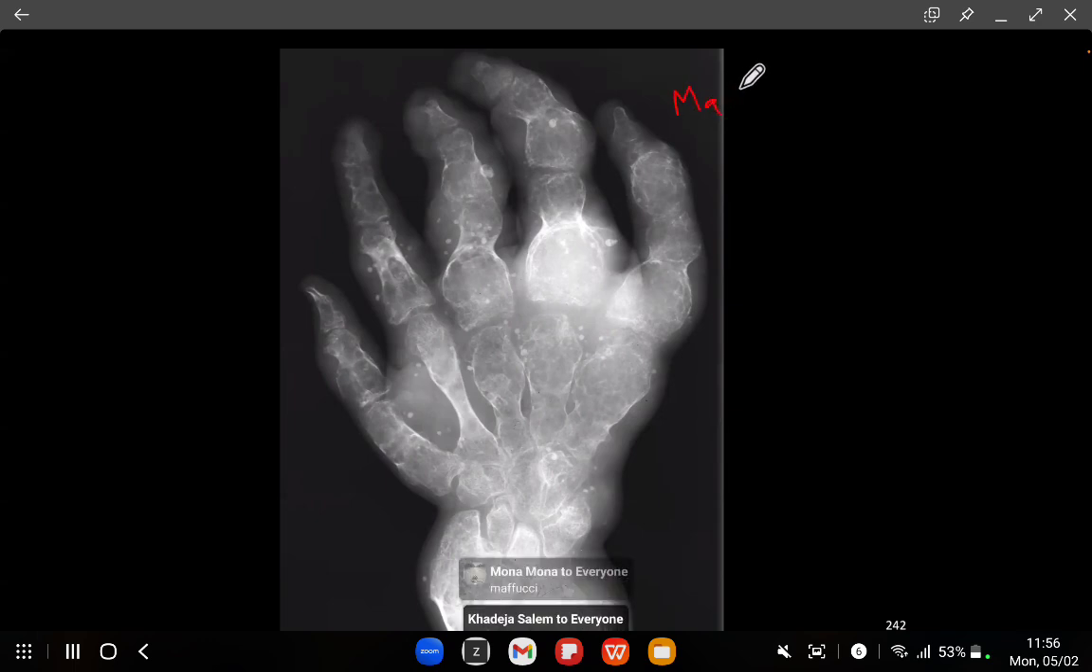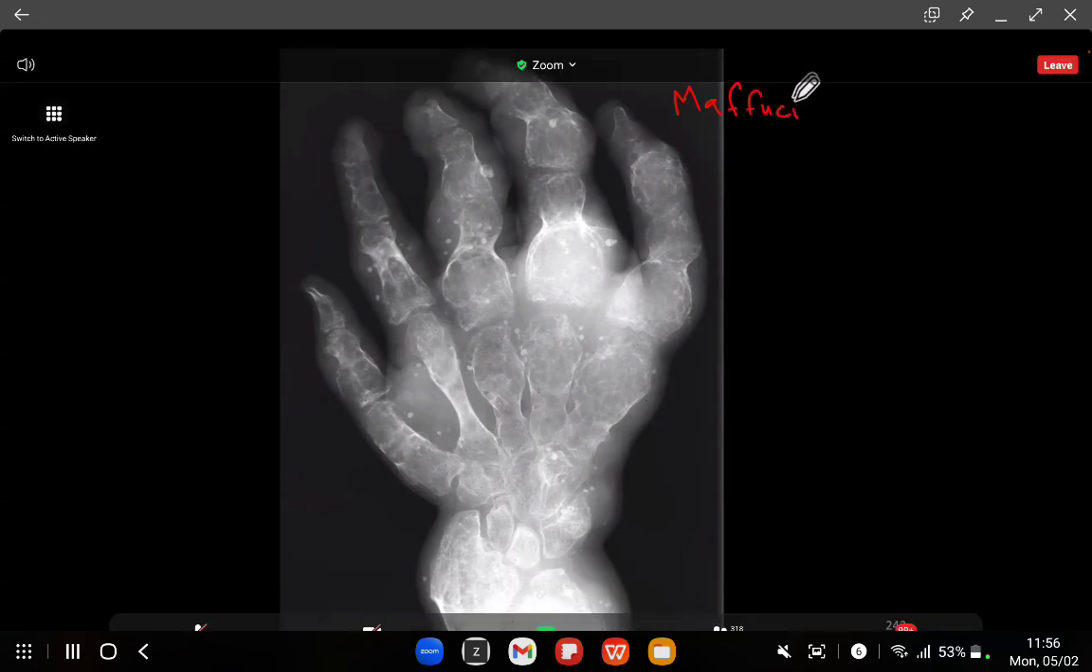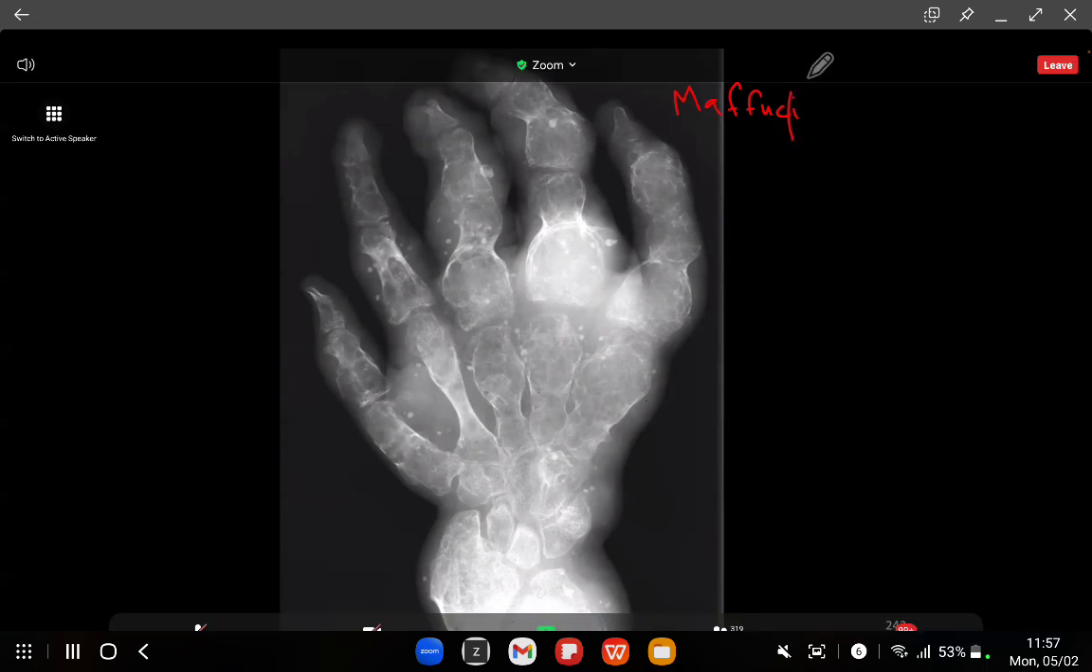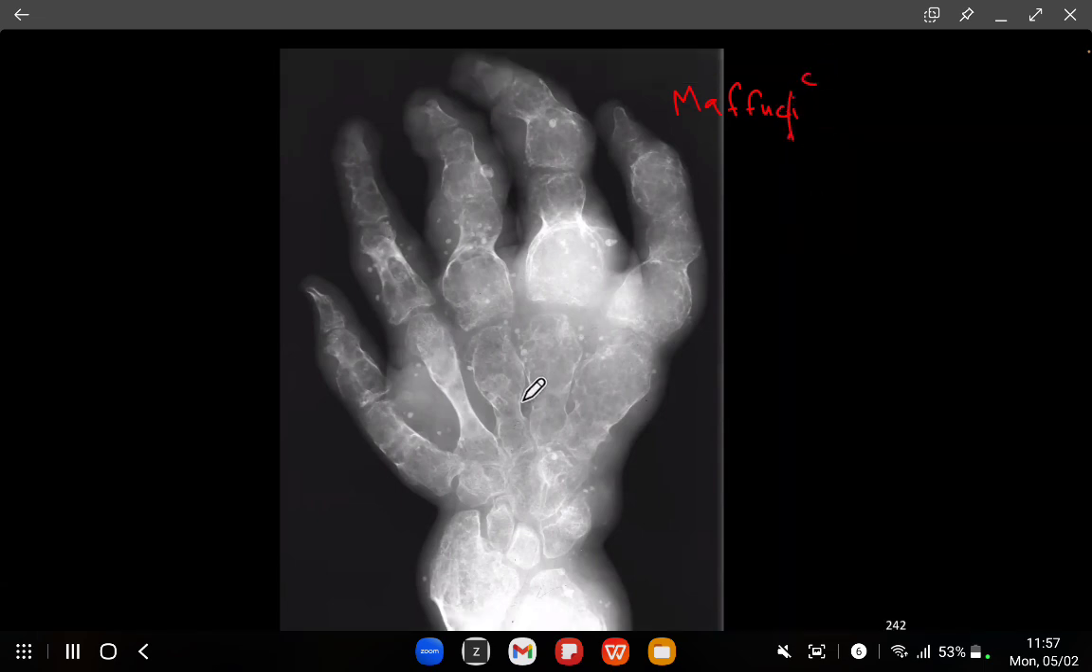And how do you spell Maffucci? Okay, Maffucci, two F's. And actually, I've spelt it wrong. There's another C. Two C's and two F's. Okay, Maffucci. And these are phleboliths, and they represent hemangiomas. There's a Madelung's deformity and lots of enchondromas in all the bones.